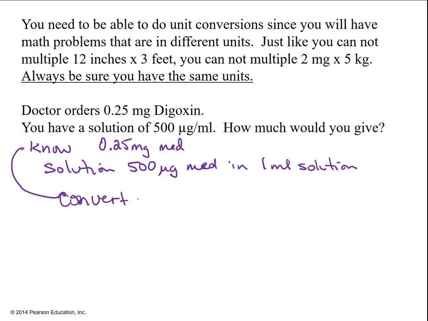So I'm going to convert 0.25 milligrams equals how many micrograms. Am I going to do this in one step or two? Two, because I have micrograms and milligrams. I have two prefix units, so just go to grams first. So remember that this is going to be a two-step. I'm going to go from milligrams to grams and grams to micrograms.